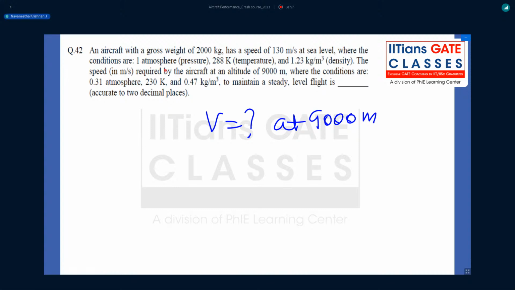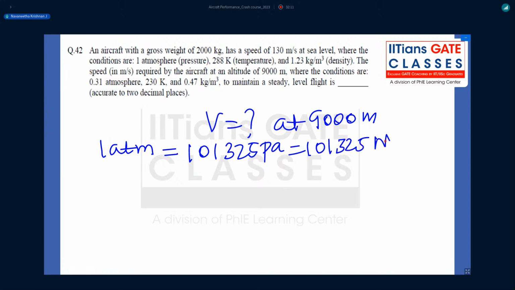First of all, what is 1 atmospheric pressure? 1 atmosphere is equal to 101,325 Pascal. That is 101,325 Newton per meter square is the meaning of 1 atmosphere. Okay. Now we have to calculate what is the speed at that altitude. In order to find the speed at that altitude, it is nothing but root of 2W by rho S CL.